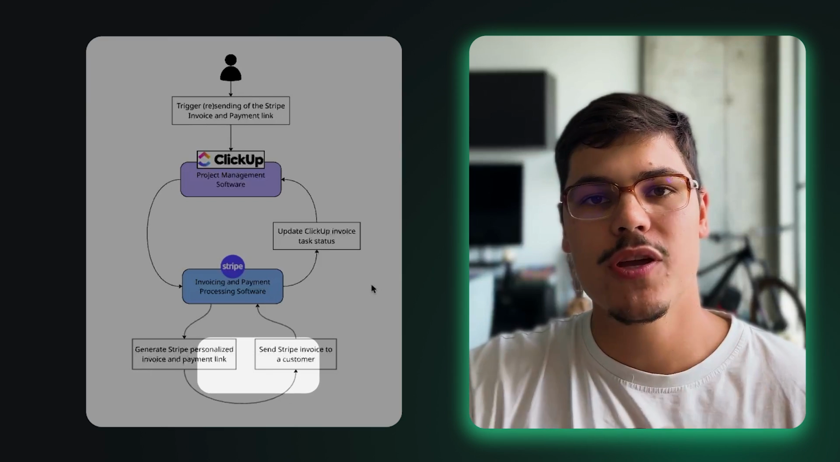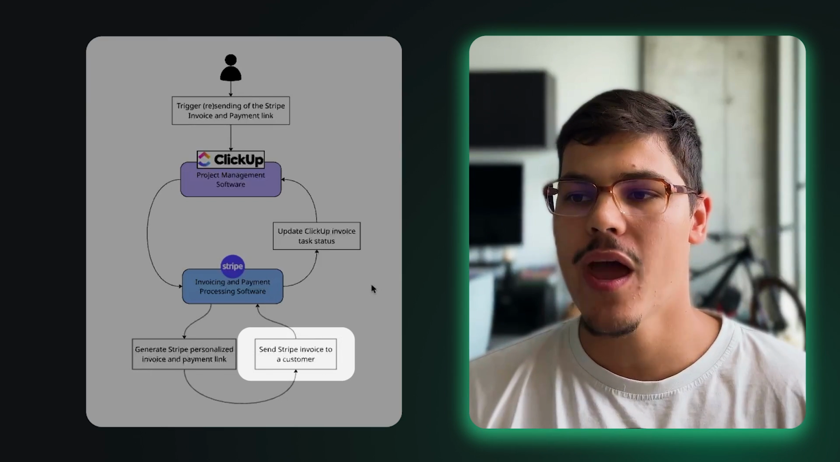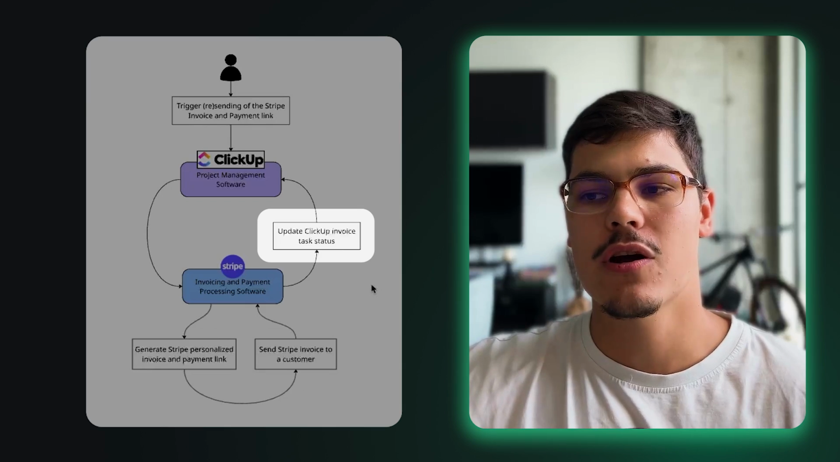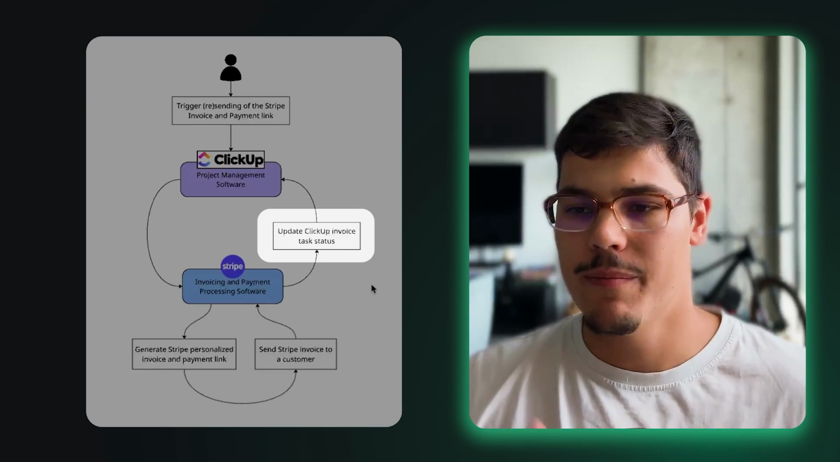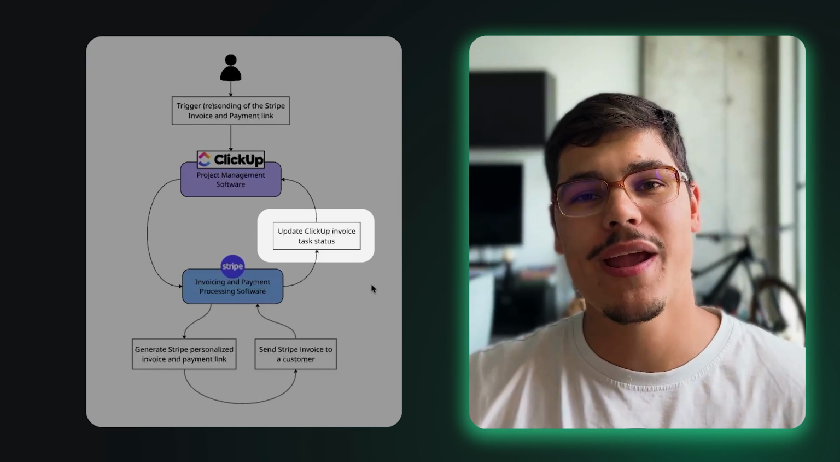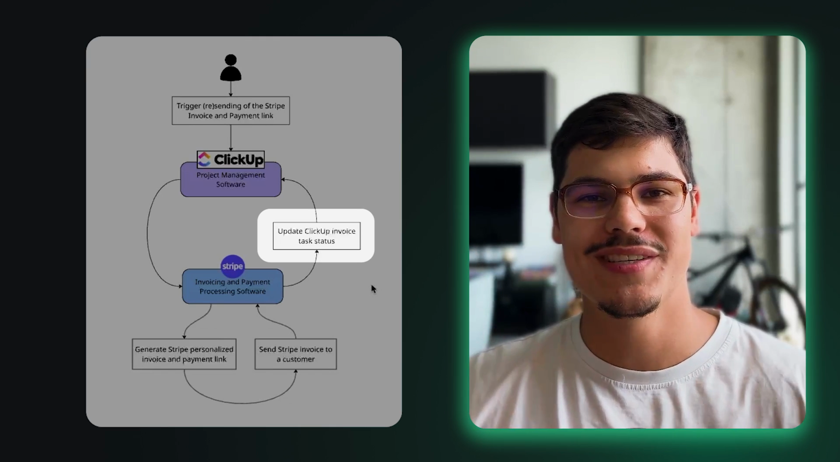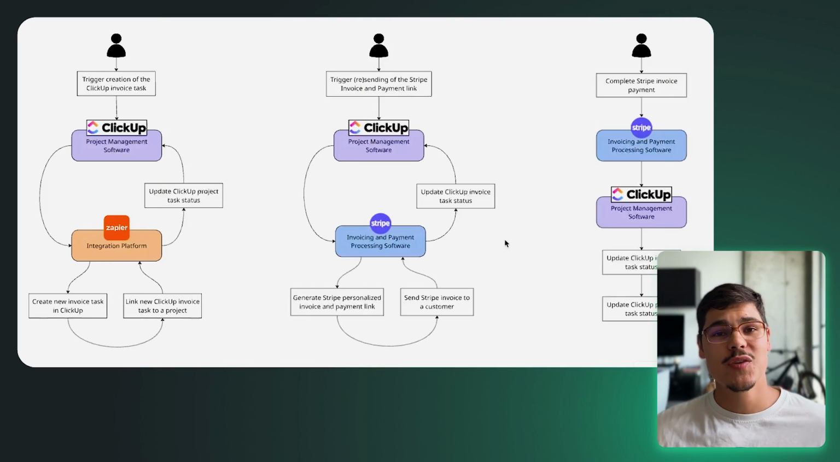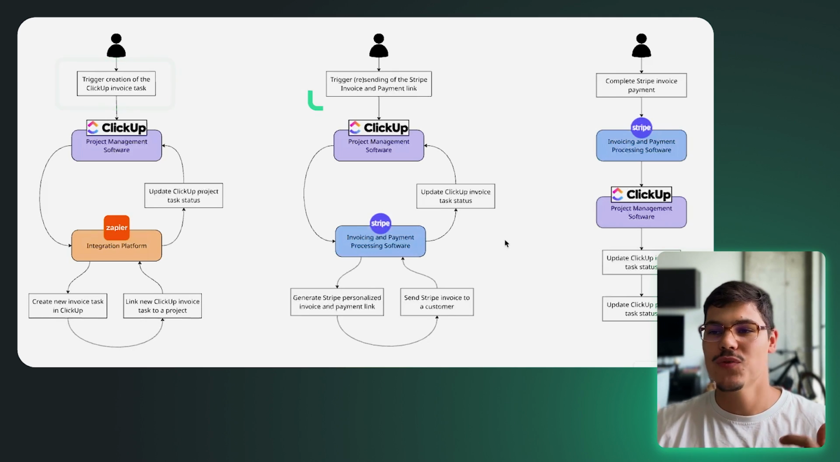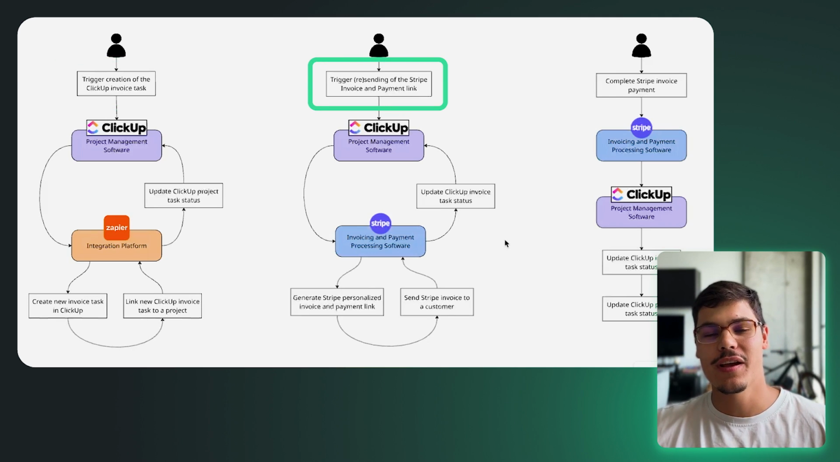And then that Stripe invoice is going to be sent using the email. And on our way back, as you can see here, just to end the loop, we're going to update our ClickUp invoice task status, making sure that we communicate to our team members that the automation was successful and the invoice was sent successfully. And now, as the last part, we've generated the task inside ClickUp to track the invoice status. We sent that invoice link to the customer.